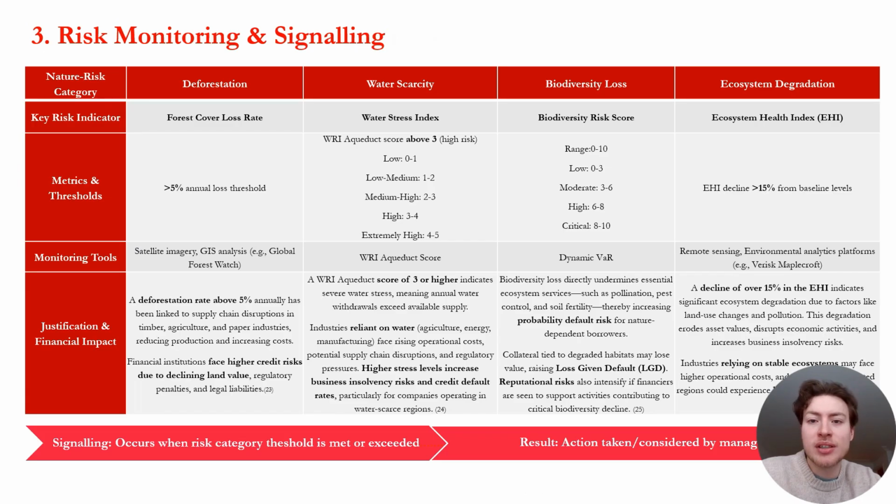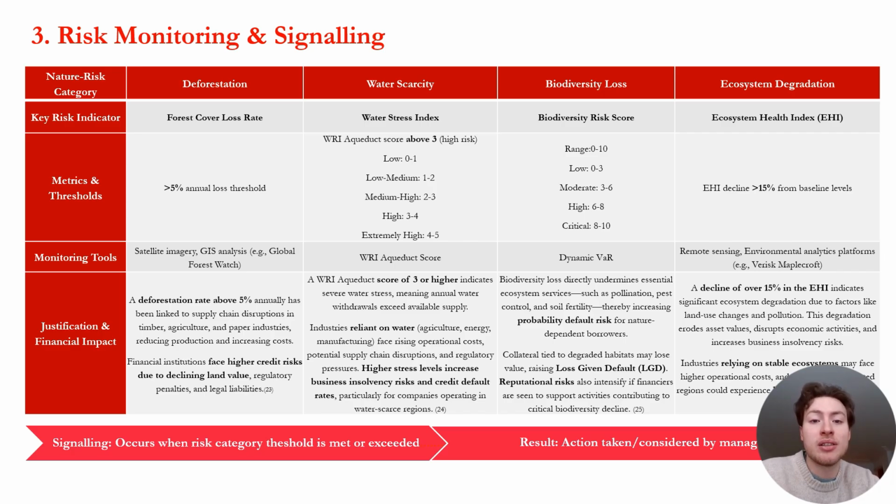On top of our risk assessment metrics and risk frameworks, we focus on four major nature risk categories which are monitored, being deforestation, water scarcity, biodiversity loss, and ecosystem degradation. Each of these categories has specific KRIs and thresholds that, if breached, signal significant financial and operational risk to businesses. Starting with deforestation, the key indicator is the forest cover loss rate. A loss rate exceeding 5% annually triggers a red flag. This has been associated with disruptions in supply chains, particularly in timber, agriculture, and paper industries.